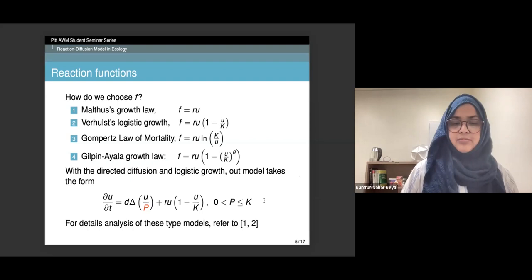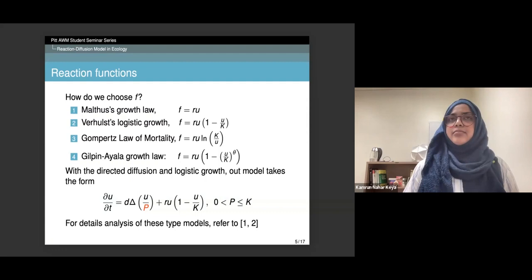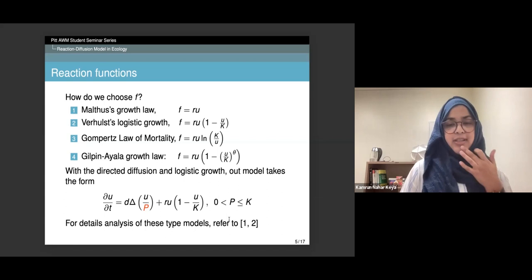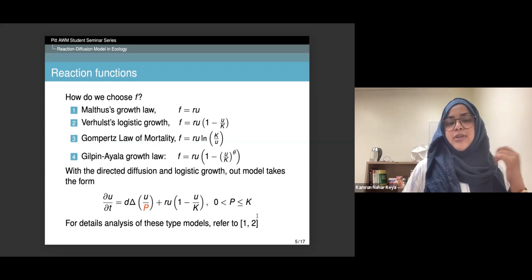And this last equation is not our final equation. Me and my supervisor were working on this model for a while, and it is really well analyzed, and not today's topic to discuss. But if anyone wants to know how to analyze this model, they can see the reference I have shown on the last page. But today we want to include the Allee effect in the model.